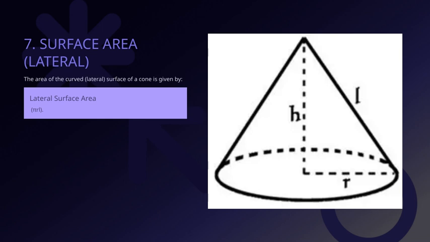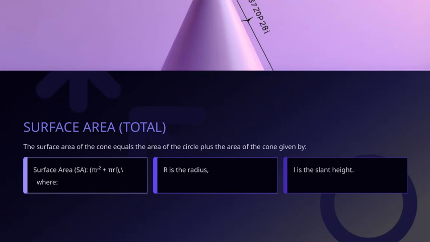This measurement is important because it helps us understand how much material is needed to cover the sides of a cone, which can be useful in various real-world applications. Connecting this to our overall theme, understanding the surface areas of different shapes allows us to solve practical problems involving materials, design, and space. So when we talk about the surface area of a cone, we're essentially looking at two parts: the area of the base, which is a circle, and the area of the cone's curved surface itself.